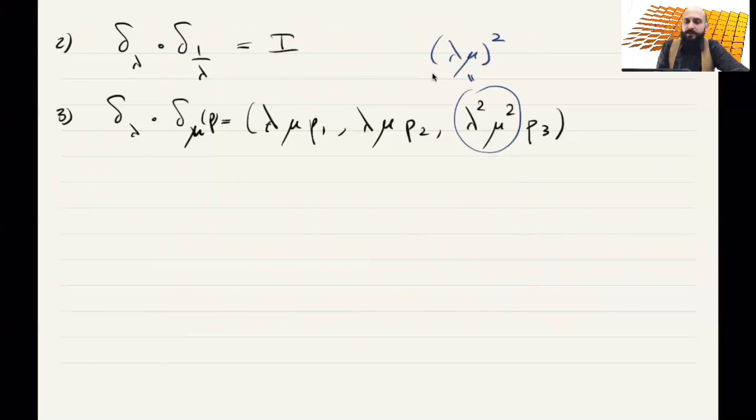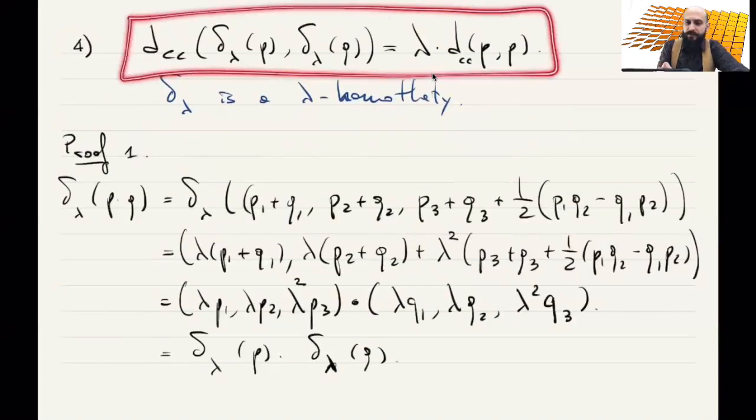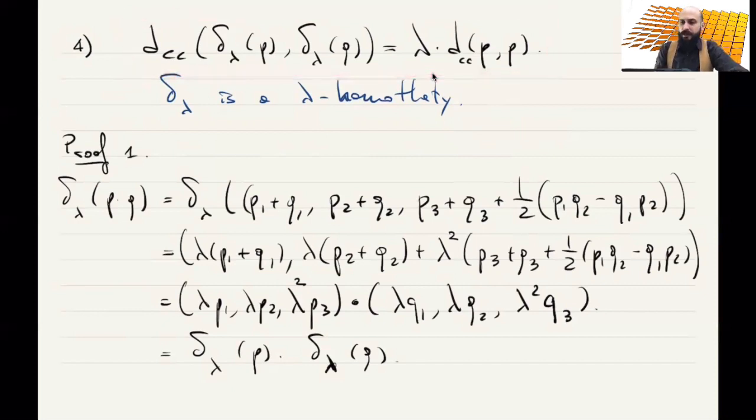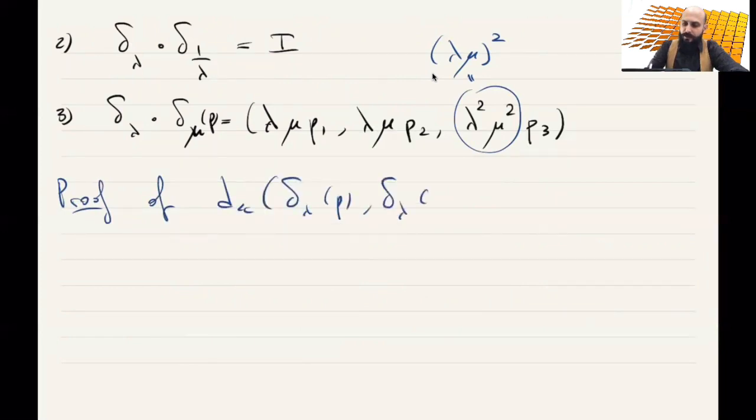Okay, right, now let's go to the metric property. This is really the most important property, and maybe it's not immediately clear. However, let me argue why this is true in at least two ways. Proof of d_CC of delta lambda p, delta lambda q equals lambda d_CC of p, q. So, first method.